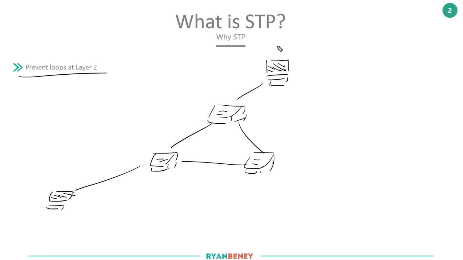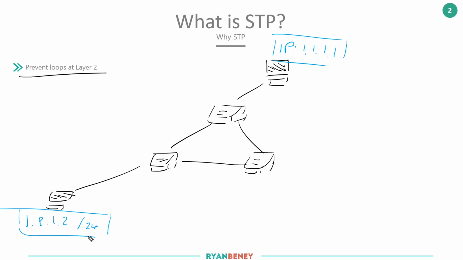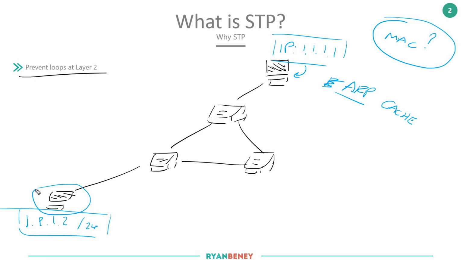So let's say, for example, we have the PC up here with an IP address of 1.1.1.1, and we have the PC down here with 1.1.1.2, and they're part of a /24, so they're in the same subnet. I've asked the PC at the top to ping the bottom PC. This PC looks in its ARP cache, the Address Resolution Protocol cache, to find out what the MAC address of that remote PC is, so it can build the layer 2 Ethernet frame to send out the actual segment.